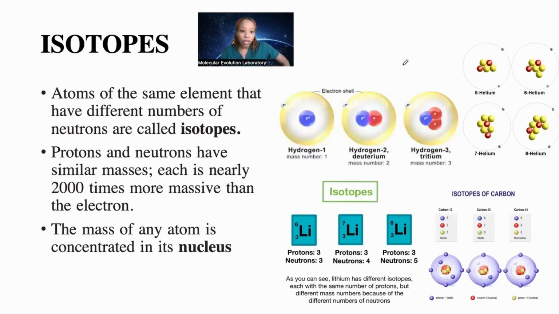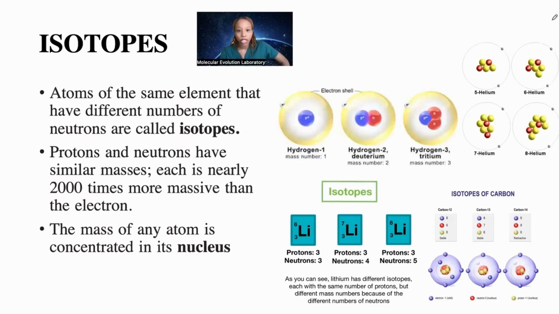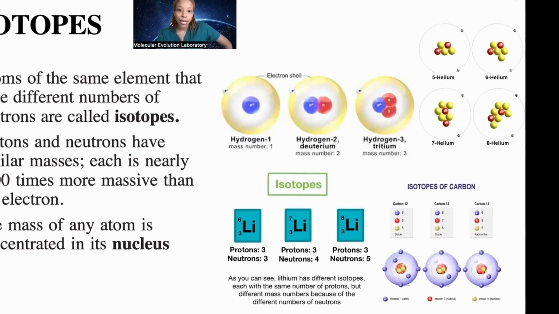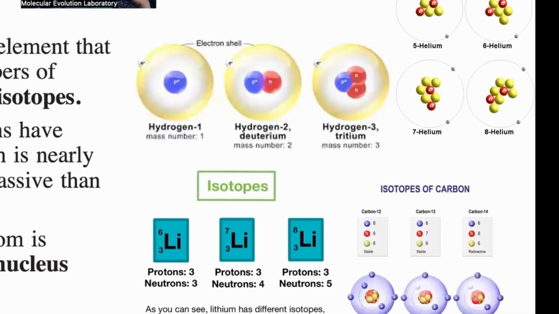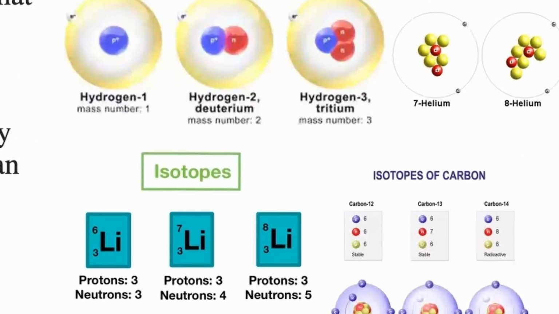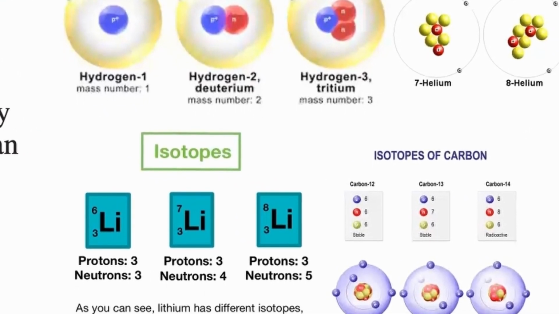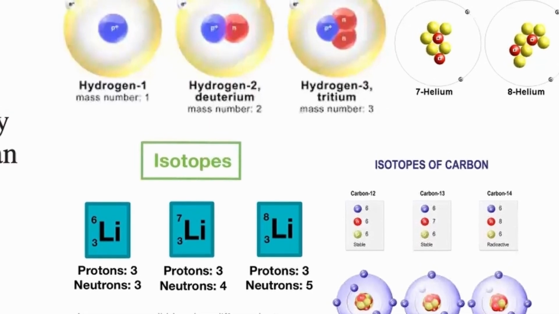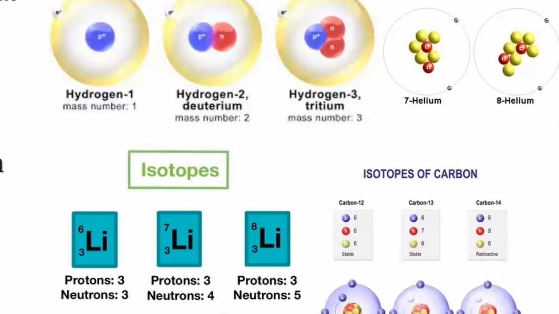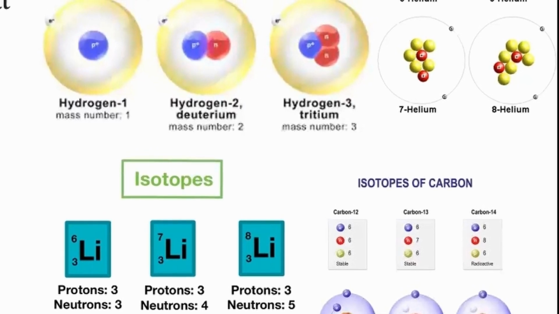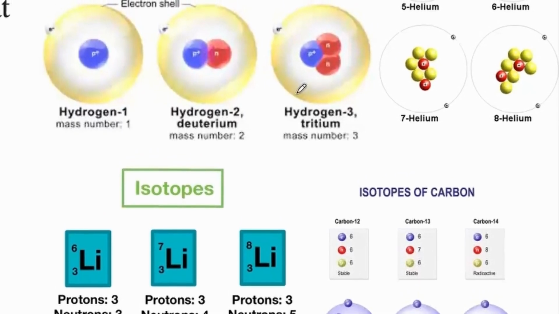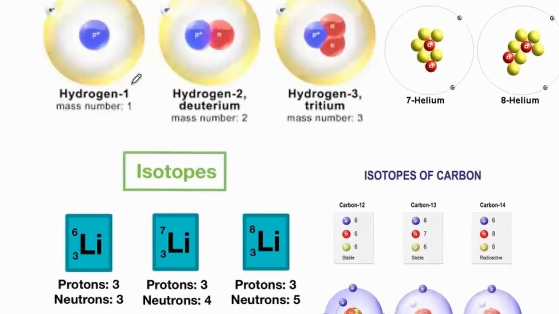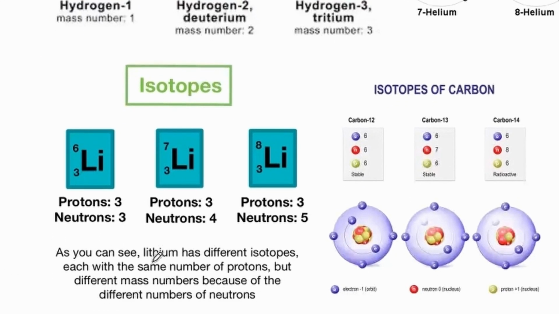So protons and neutrons have similar masses. Each is nearly 2,000 times more massive than the electron. The mass of any atom is concentrated in its nucleus. So because the mass of the atom is concentrated in the nucleus, the mass of the atom will be entirely dependent on the number of protons and neutrons. Not saying that the electron has no mass, but the mass of the electron is insignificant when you compare that to the mass of protons and neutrons.